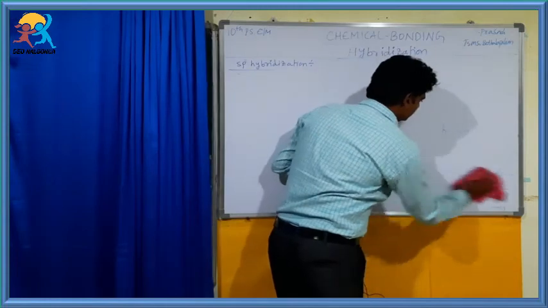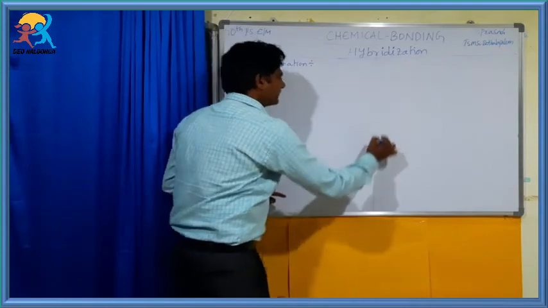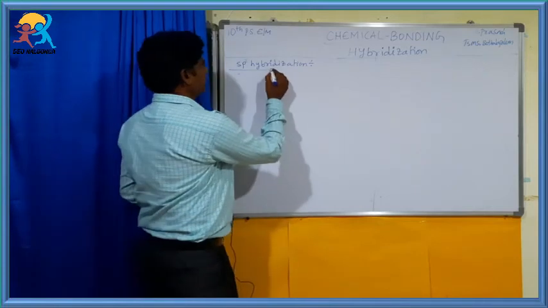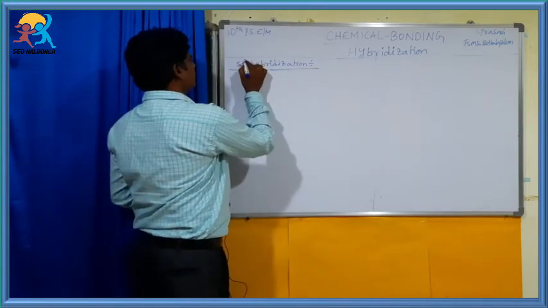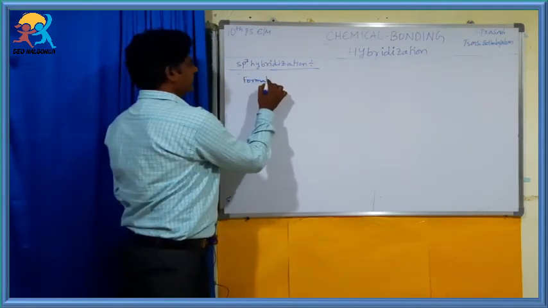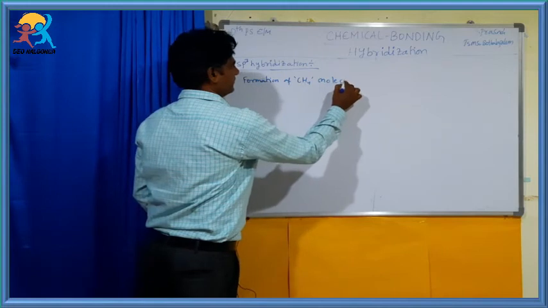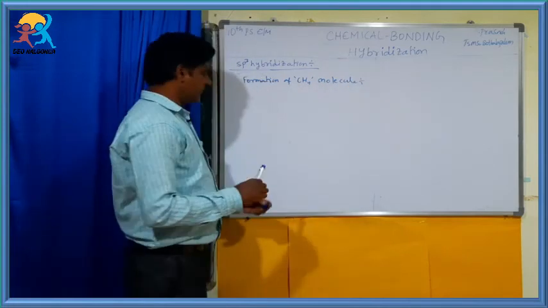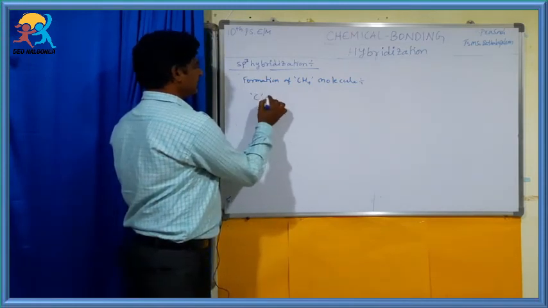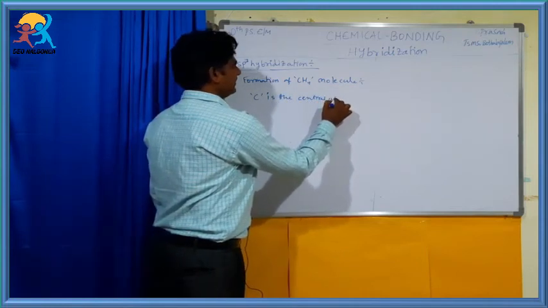Okay. So next we have to discuss sp3 hybridization with the example of formation of CH4 molecule. Now we have to go to sp3 hybridization. So formation of CH4 molecule. How does the CH4 molecule form? Here what is the central atom in the CH4? Yes, carbon is the central atom.